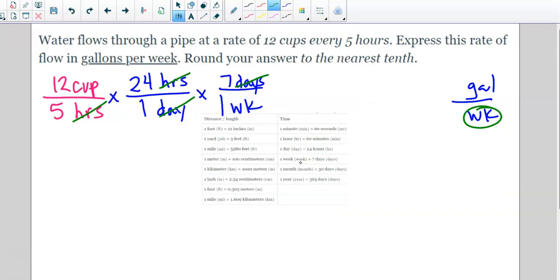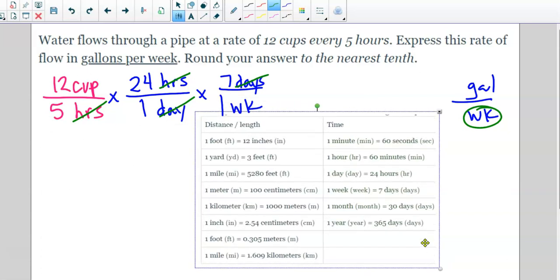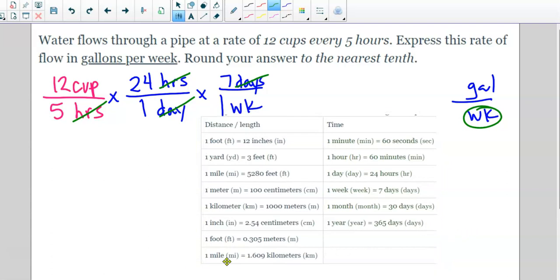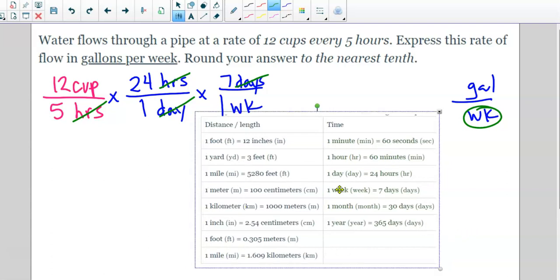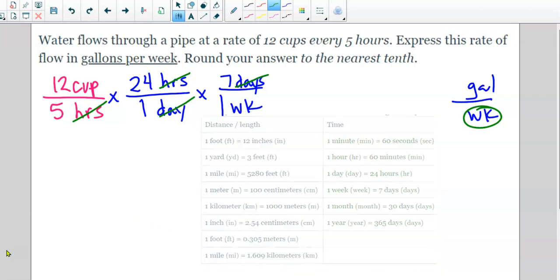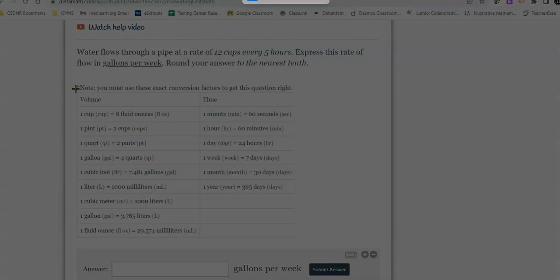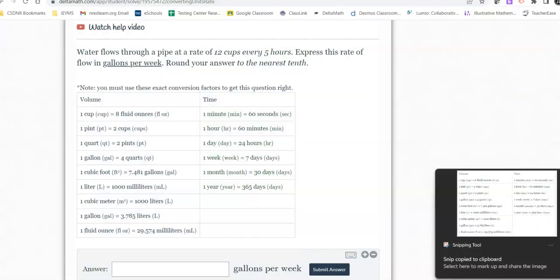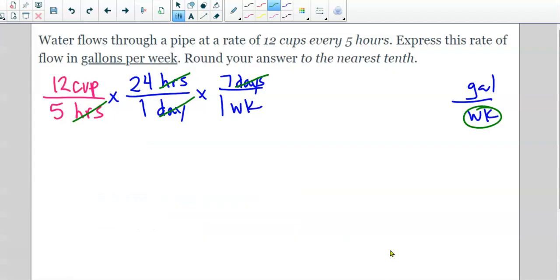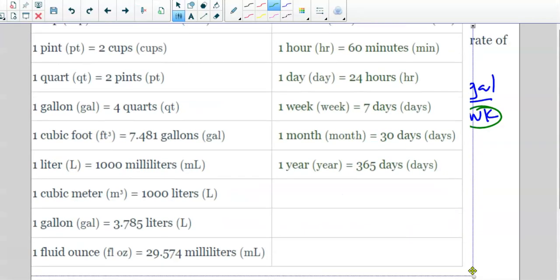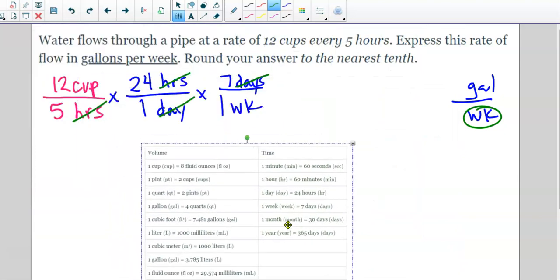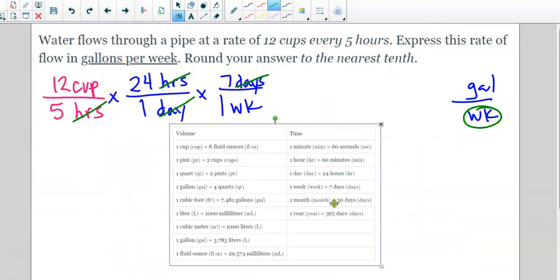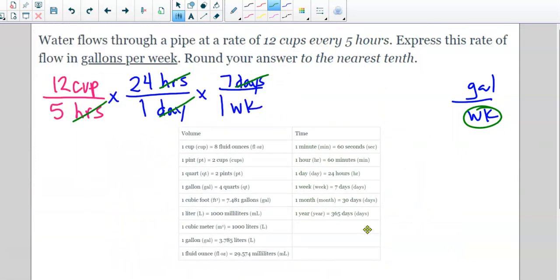So let's take a look at this chart. Make it a little bit bigger for a second. Cups to gallons. Oops, this is the wrong chart. This is the chart I want, so I'm going to take a quick screenshot. Okay, let's put it here so I can kind of work with it better. Alright, so I need from cups to gallons. What do I have here?